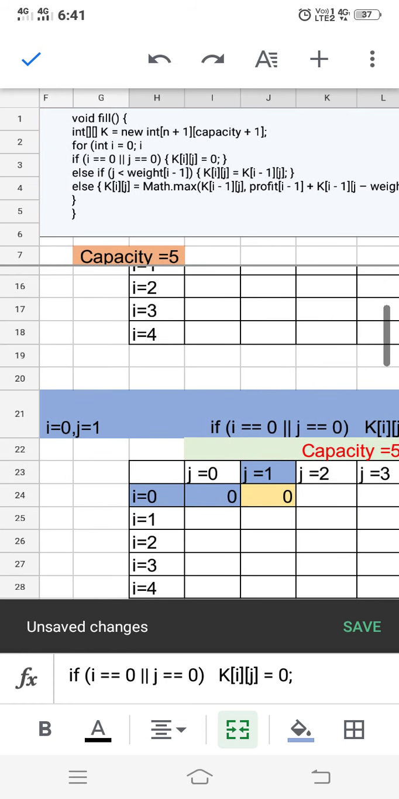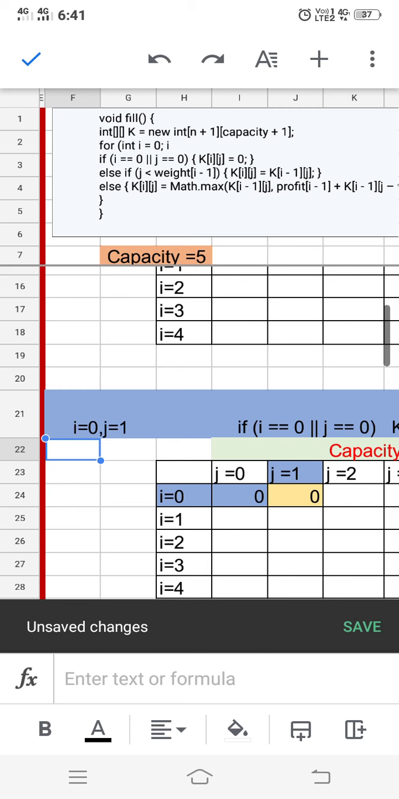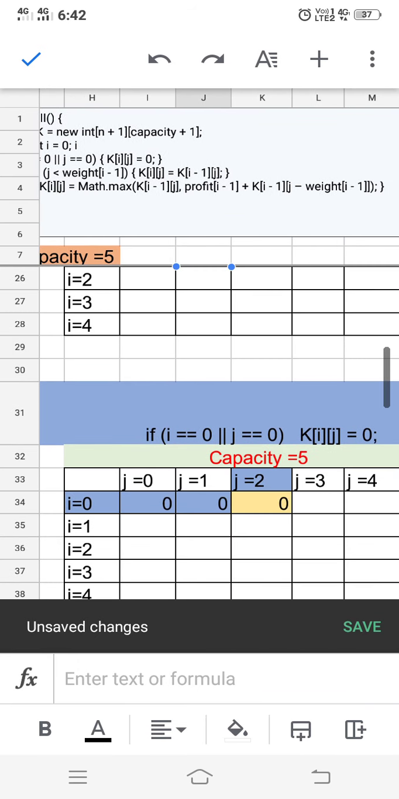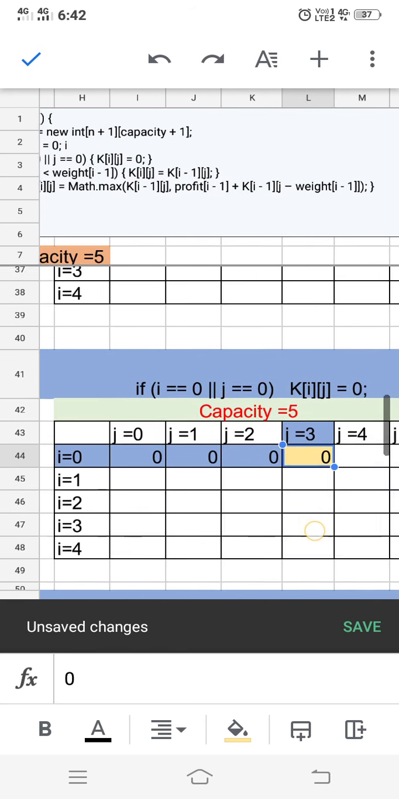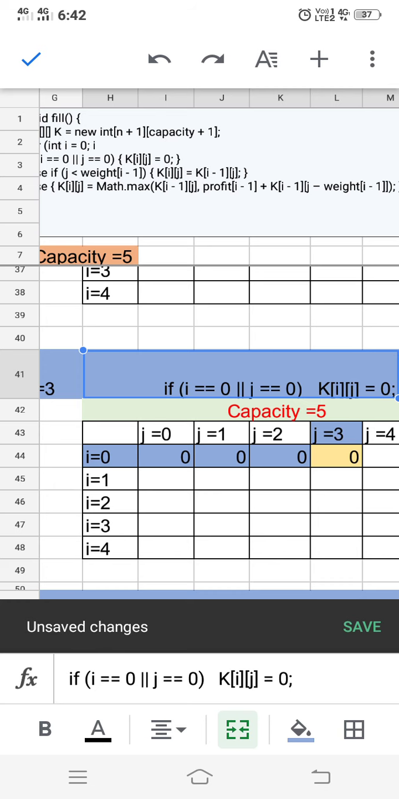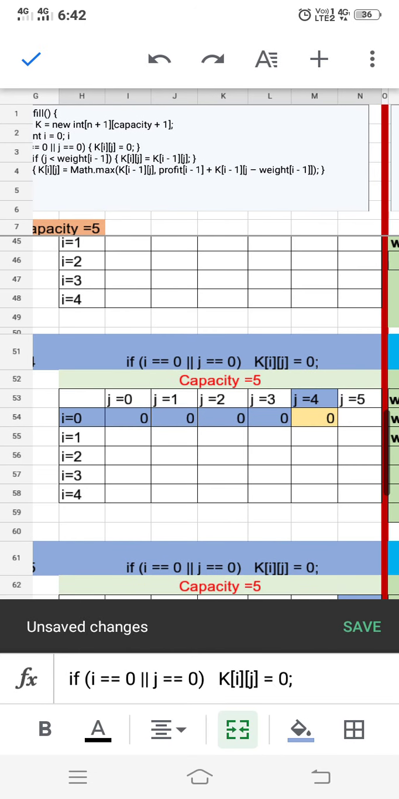Similarly for the same row, for the next column also I will get 0. That is, wherever I have i equal to 0 or j equal to 0, that particular entry will get 0. For i is equal to 0 and j is equal to 1, here I am getting 0. Similarly for the next column also I will get 0. Next i is equal to 0 and j is equal to 3 also I will get 0, because I have i equal to 0. So the entry K of i j will take 0. Here also i is equal to 0 and j is equal to 4, I will get 0.